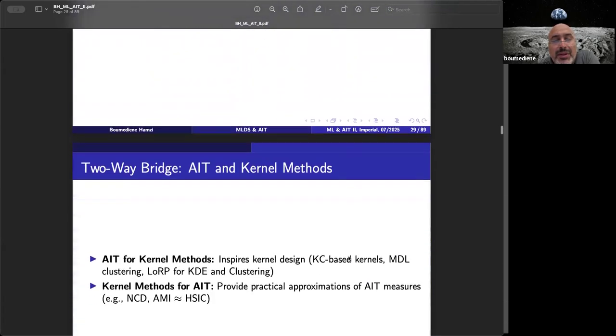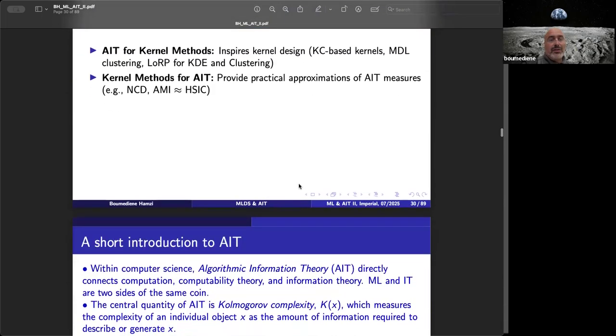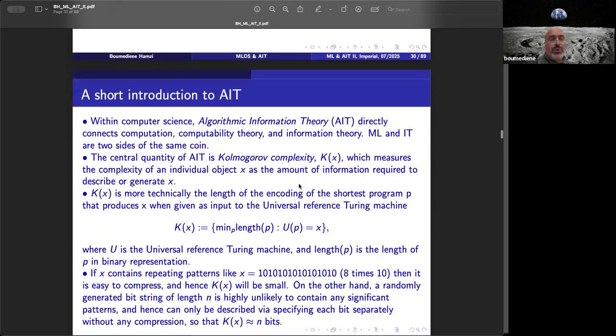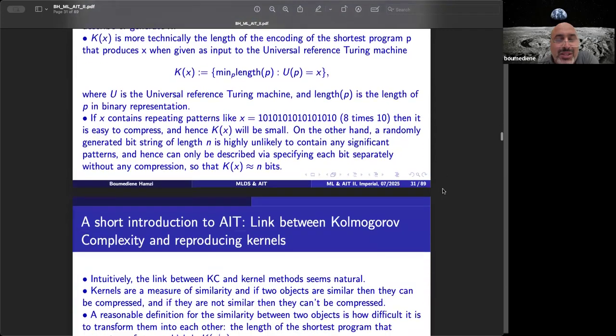As I said, this was an interesting reformulation, trying to understand what compression meant. Why are we learning good kernels? In a way, that was the starting point for trying to design AIT based kernels, and trying to bridge the gap between the two. So I'm going to skip this AIT introduction, since everyone knows it.